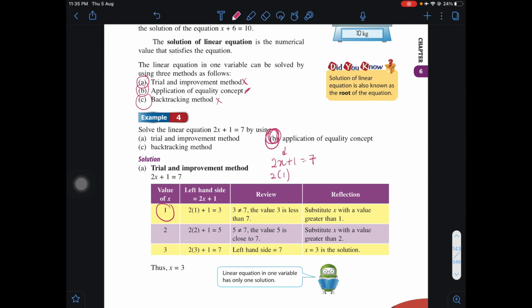Value of x is 1. Substitute 1. So you get 2 times 1, 2 plus 1, 3. Okay, but the equation says 7. So that means x is not 1.